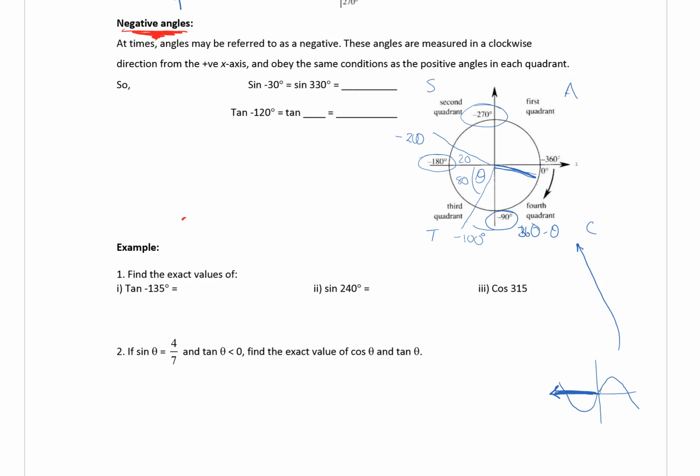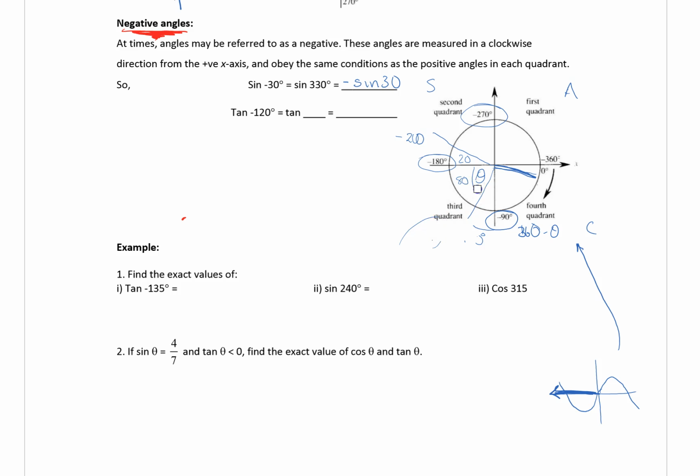sine of negative 330 behaves the same as the sine of 30 degrees. But negative 120, so negative 120 is, and we're looking at the tan, and tan is positive, so it's all nice and positive here. But what angle is negative 120 associated with?